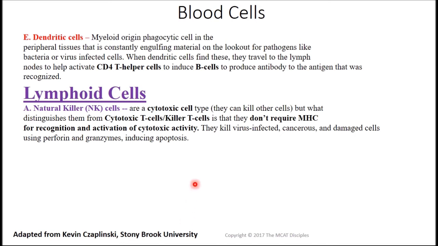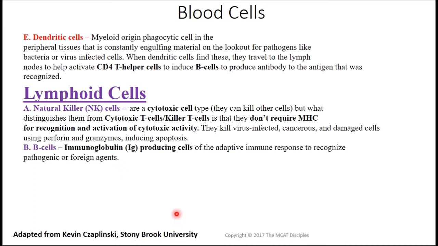And so what's special about the NK cell, which works in innate immunity for the most part, is that it does not need an MHC protein to kill virus-infected, cancerous or damaged cells. The significance of that is that many virus-infected cells will actually downregulate the level of MHC, which is typically used for cytotoxic T cells to recognize and kill virus-infected cells. But when they downregulate that, they can avoid the cytotoxic T cell, but the natural killer cell can still recognize them and kill them. And they use perforin and granzymes to do that. Perforin forms the pore in the membrane, and that induces apoptosis.